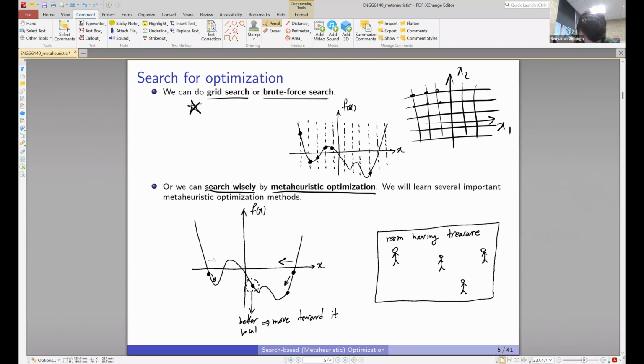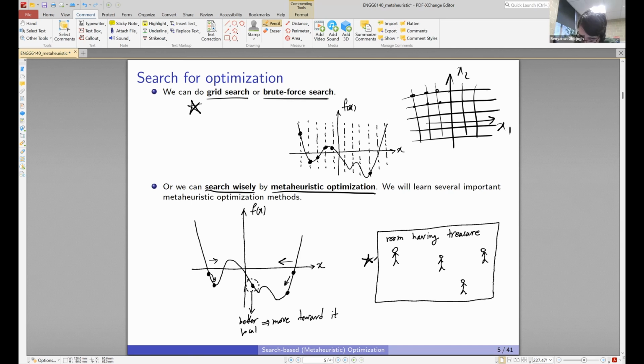This point also moves toward this point, which is a better solution. Then its function value will be here. So they calculate the function value. They have a local search, but they move toward the better solution. So this is a wise search, right?